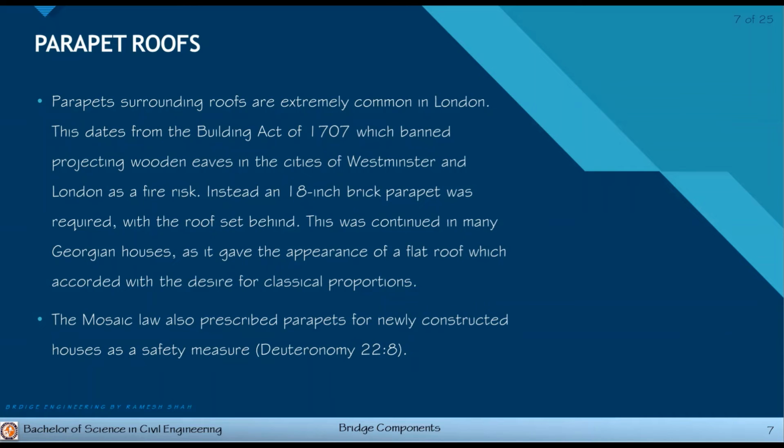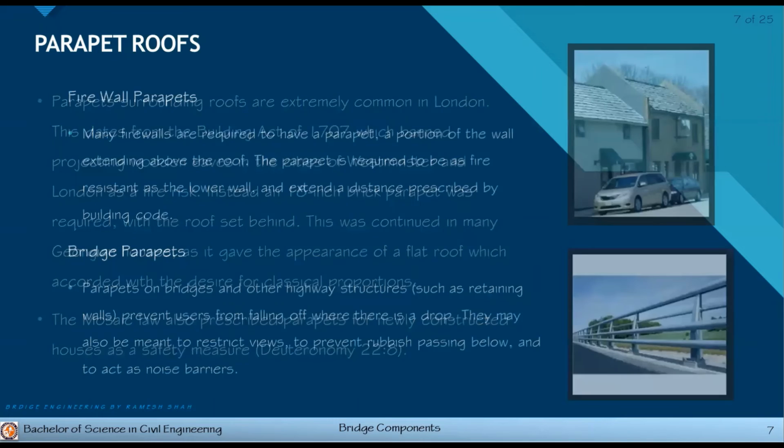With the roof set behind, this was continued in many Georgian houses as it gave the appearance of a flat roof, which accorded with a desire for classical proportion. The Mosaic Law also prescribed parapets for newly constructed houses as a safety measure. So as a safety measure, yung mga parapets.